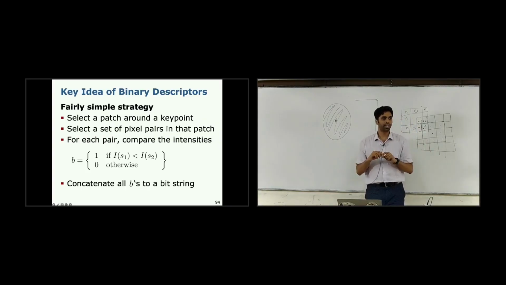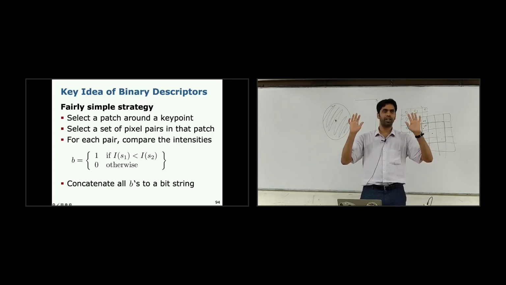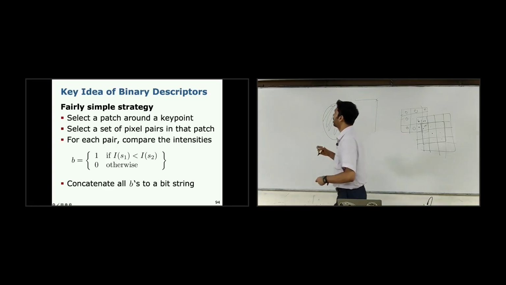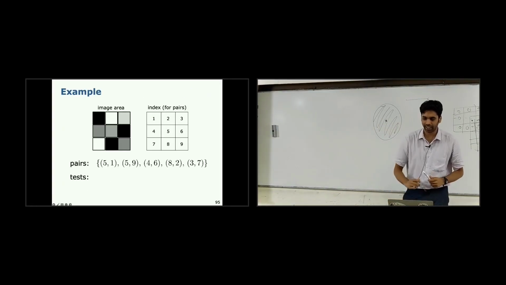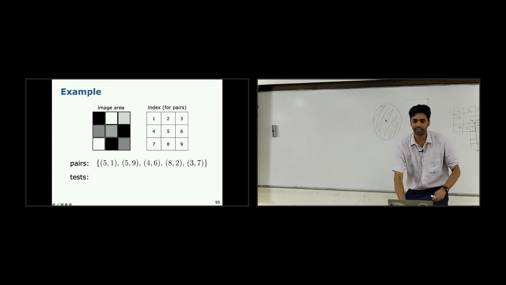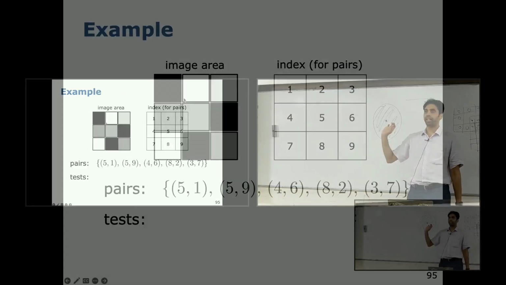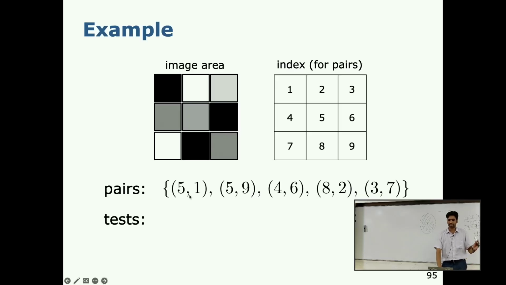Select a patch around that key point and then select pairs of pixels. For now, just arbitrarily pick 2 pixel locations. So if you have this image here, which is a patch, you pick certain pairs. In this case, let's say we pick the pairs 5,1; 5,9; 4,6; 8,2; and 3,7, where these locations are the indices. If you have a 3 cross 3 matrix, the index for these are given here: 1, 2, 3, 4, 5, 6, 7, 8, 9. You have this image patch.